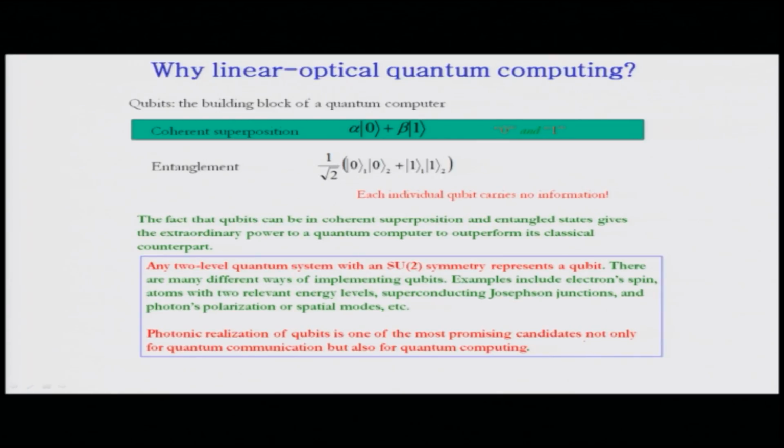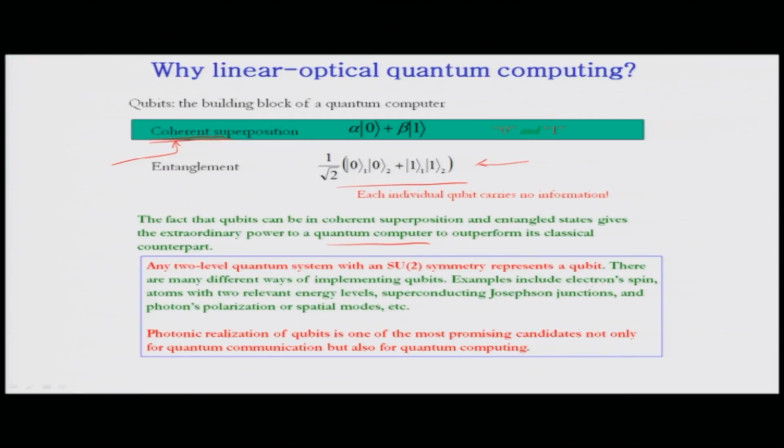Now, the building block of these qubits is the superposition, which is not just a combination but a coherent superposition, such that the coefficients can be complex, although their mod squares always add up to 1. They can also combine in terms of entanglement in such a way that the individual qubit carries no information at all, but the composite together carries all the information. The fact that qubits can be in coherent superposition and entangled states gives extraordinary power to a quantum computer, and that outperforms its classical counterpart. So, whenever we are using any implementation approach, we have to see that this particular advantage remains.